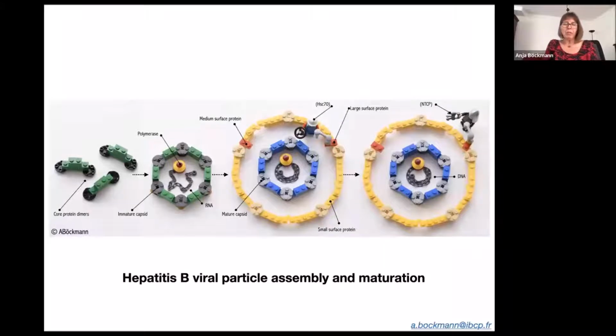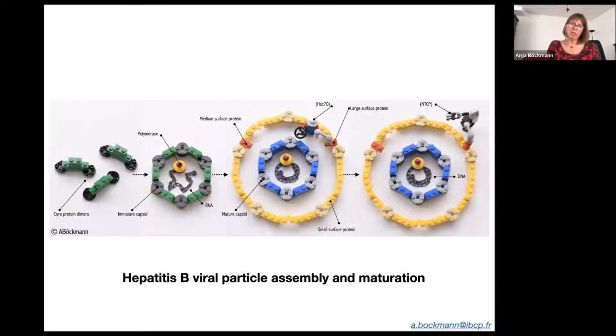We work mainly on the hepatitis B viral particle. It's a very interesting virus also. It's one of the smallest mammalian viruses. And you can see here the assembly of the viral particle, which is not done in one step, but takes several steps. You have the core protein dimers, which are the building blocks, and they assemble to a first kind of capsid together with the polymerase and also with the pregenomic RNA you see here. So this is the immature capsid.